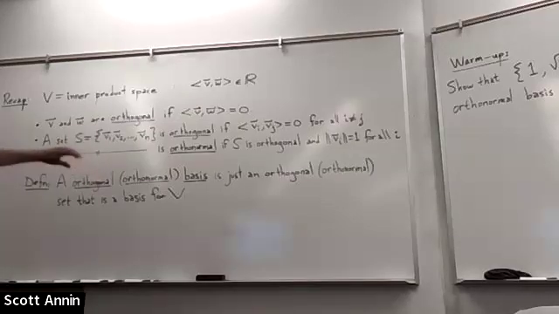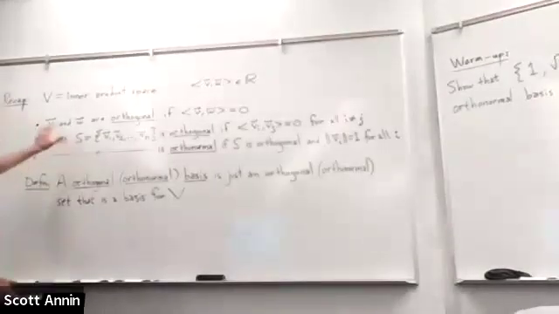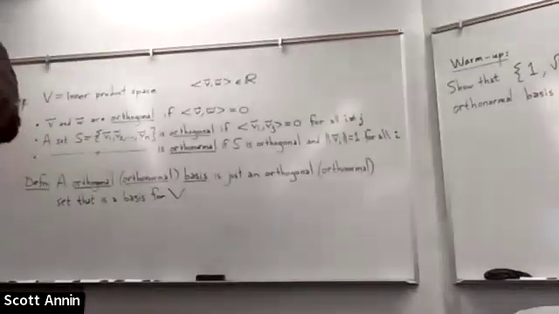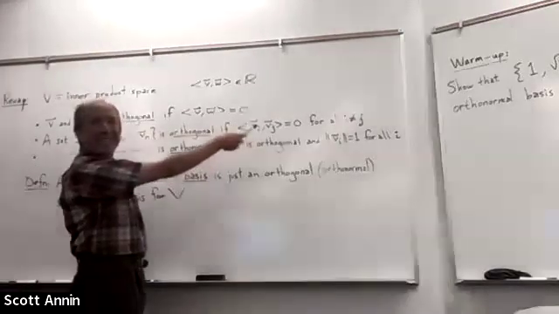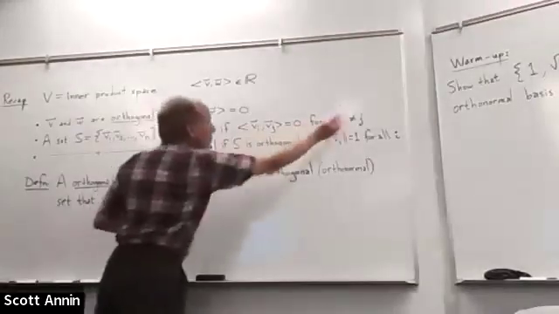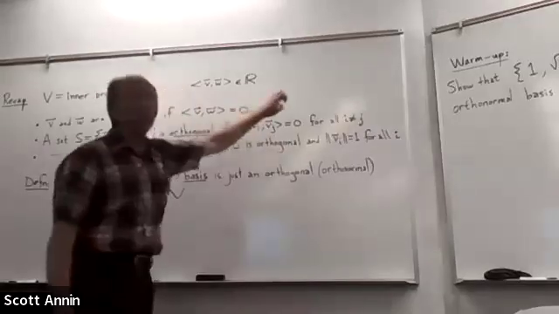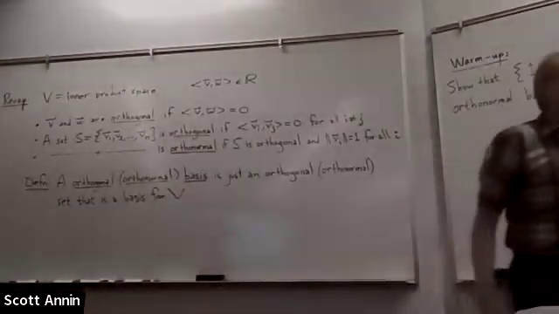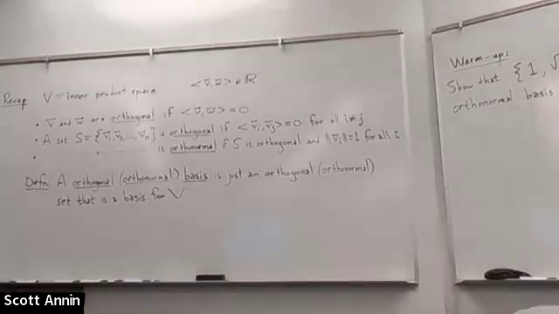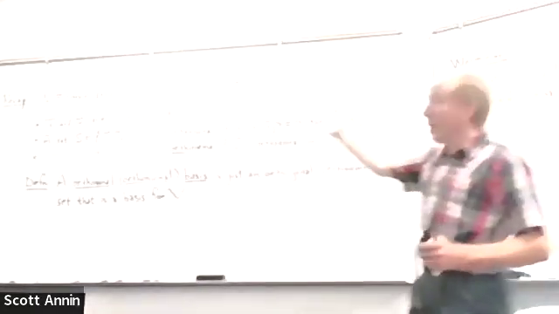Slightly more general than that is if we had an entire set of vectors. So if S was a whole bunch of vectors, we could talk about that entire set being orthogonal if any two of the vectors in the set are themselves orthogonal. So for all i not equal to j, we would want the inner product of the vector vi and the vector vj to be 0. Okay, so if that was the case, then the whole set would be considered orthogonal.